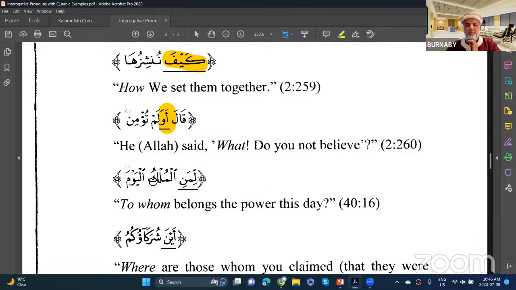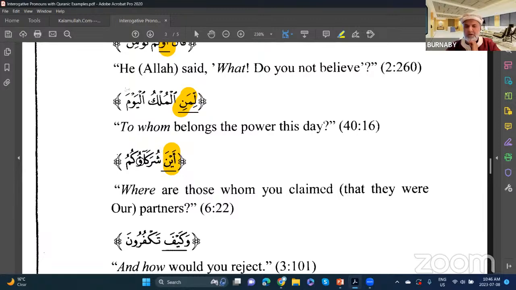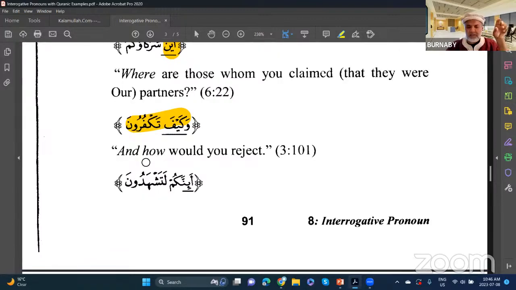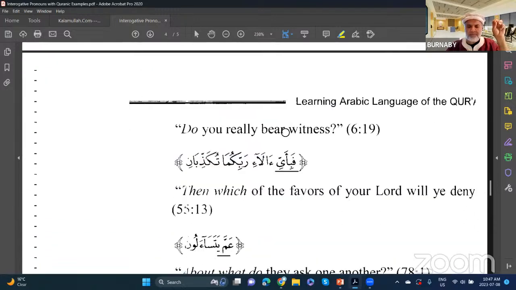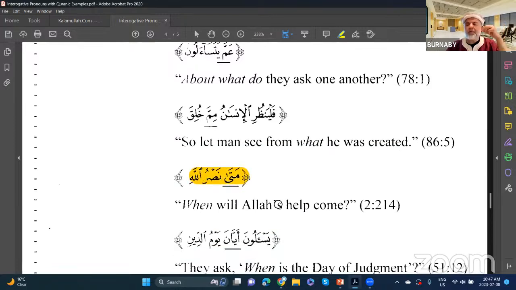Li manil mulkul yawm. This is man, right? Okay. Aina, where? Shuraka ukum. Where are those whom you claimed that they are your partners? Wa kayfa takfurun. How would you reject? Takfurun is not always in the sense of a kafir. That is also how would you reject or you deny? Okay. Innakum latashhadun. We didn't see it, so let's not worry about it. Fabi ayyi, amma we did not see, but mata nasrullah. When will Allah's help come?